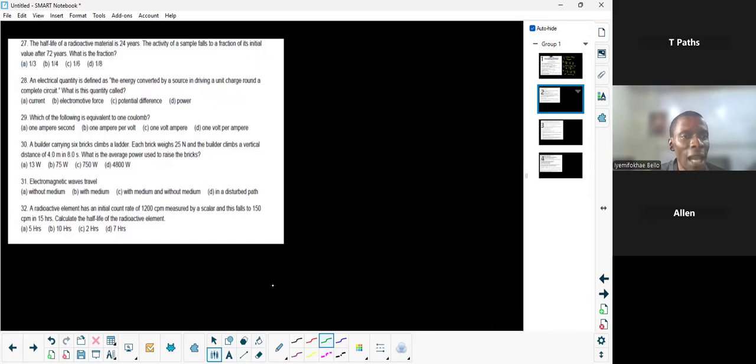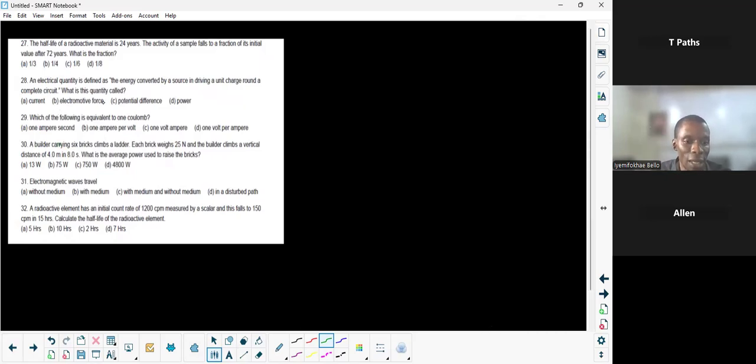The question says, an electric quantity is defined as the energy converted by a source in driving a unit charge around a complete circuit. What is this quantity called? A, current. B, electromotive force. C, potential difference. D, power. Sorry, the correct answer there is electromotive force, which is B, not potential difference.